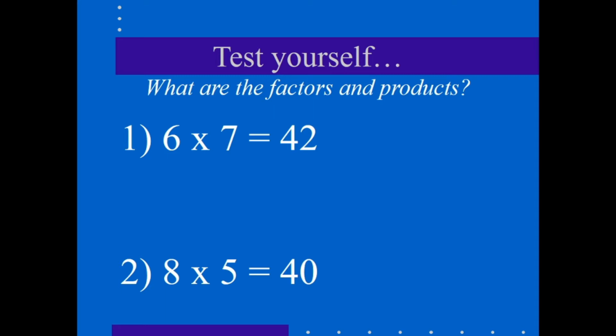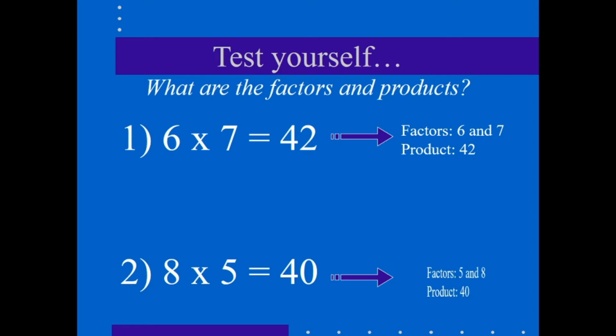Now let's try. Let's identify the factors and product. 6 times 7 equals 42. The factors are 6 and 7. Product is 42. Number 2, 8 times 5 equals 40. The factors are 5 and 8. Product is 40.